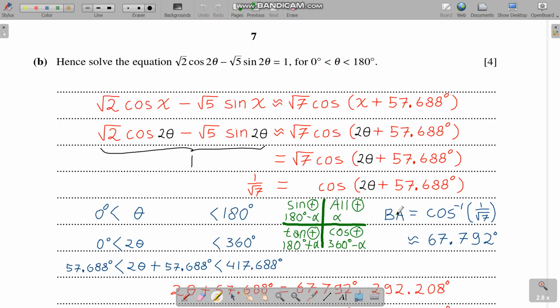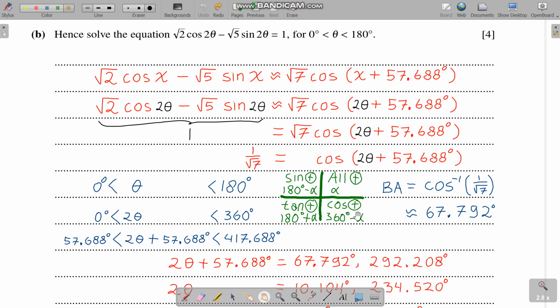Next part. We have to solve this equation. Previously we have this from the first part, but this time we're not using x, we use 2 theta. So we replace the x with 2 theta, 2 theta, 2 theta. And the left hand side is exactly the same here. We can replace it with 1. And then we divide both sides by root 7. Now we need to find the base angle. The base angle is using cos, so it's got to be inverse cos. And we have to use something positive. This is positive, so inverse cos of this, we get the base angle in the first quadrant.